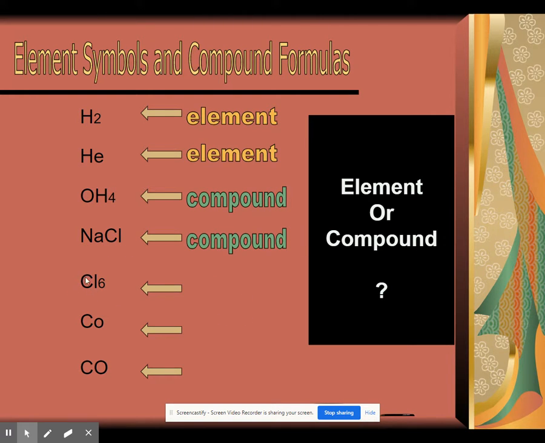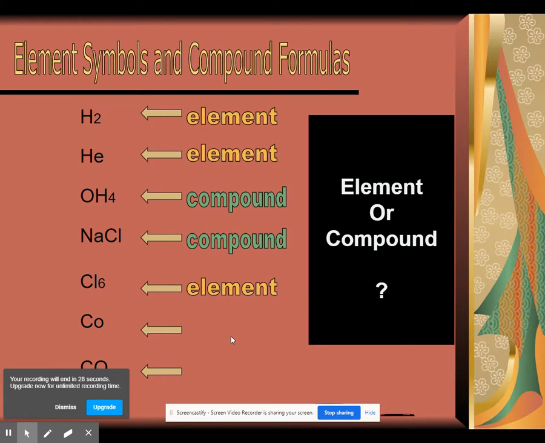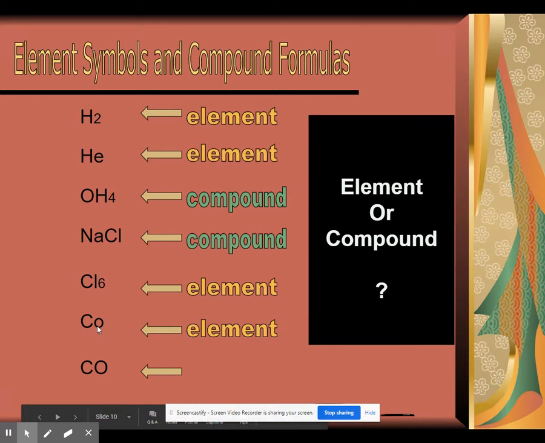If you look at this, we have a capital C, lowercase l. You might think it's a capital I, but it's not, okay? Capital C, lowercase l, that is an element. We have a capital C, we have a lowercase o. There's only one capital letter, so that's an element. You can find that on the periodic table. Capital C, capital O, two capital letters, it's a compound.